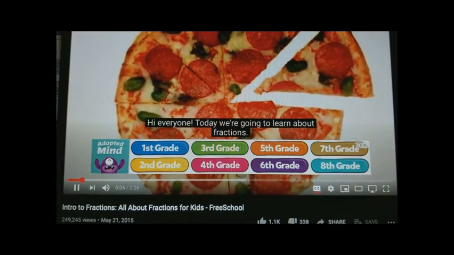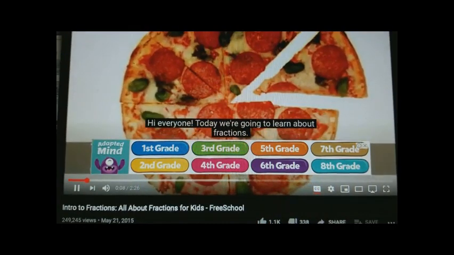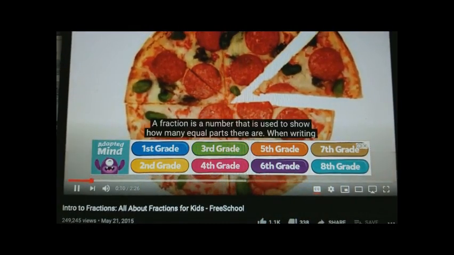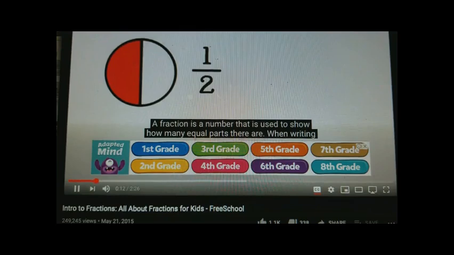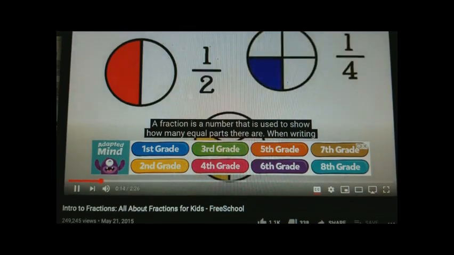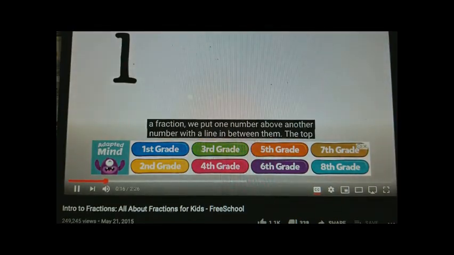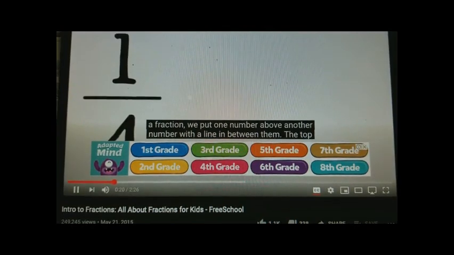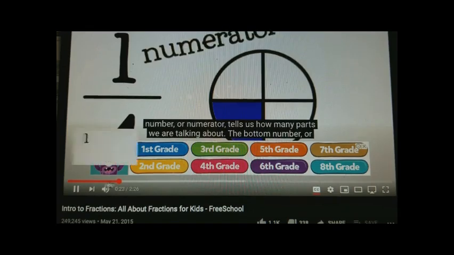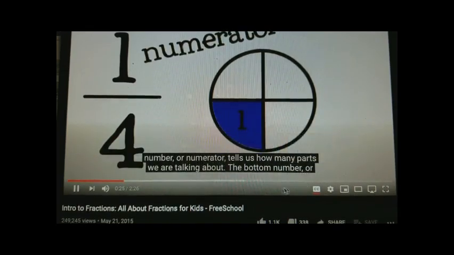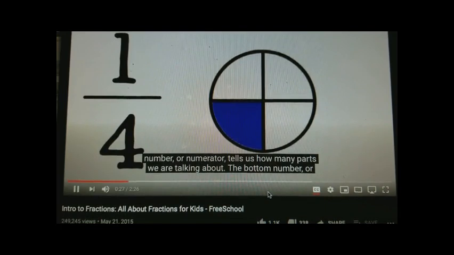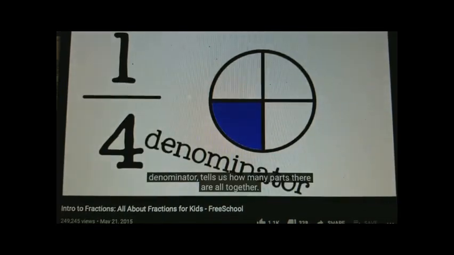Hi everyone! Today we're going to learn about fractions. A fraction is a number that is used to show how many equal parts there are. When writing a fraction, we put one number above another number with a line in between them. The top number, or numerator, tells us how many parts we are talking about. The bottom number, or denominator, tells us how many parts there are altogether.